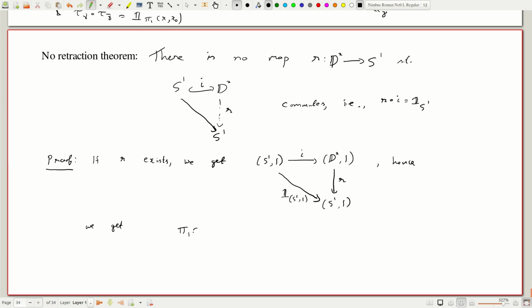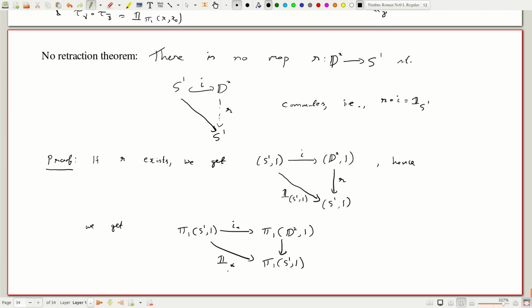of pi1, that is formally by applying f star, we get pi1 of S1,1, which is mapped by I star to pi1 of D2,1. This is mapped by the identity. That's crucial. We know that it's the identity. Identity star, okay, to pi1 of S1,1.